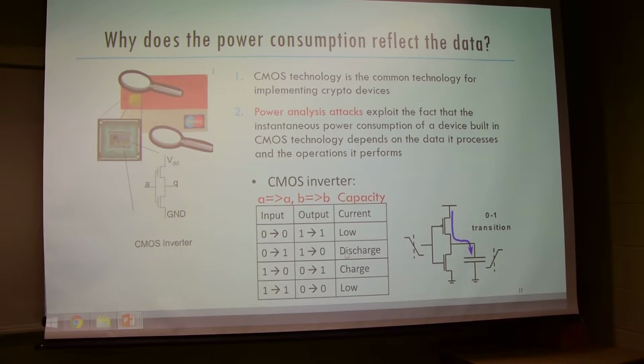If the input flips from 0 to 1, then the output will flip from 1 to 0. This results in discharging of the capacitor. And if you flip the input from 1 to 0, it needs to charge this device. Otherwise, the current will be relatively low if you don't need to flip the bit.